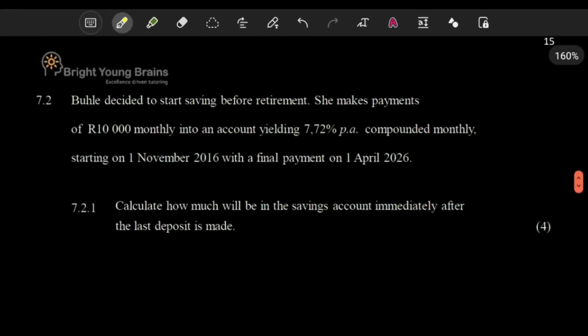But anyways, 7.2 for 4 marks. It says Buhle. I said that 100% correct. I think Buhle means beautiful, right? Or beauty. I don't know, but I think so.